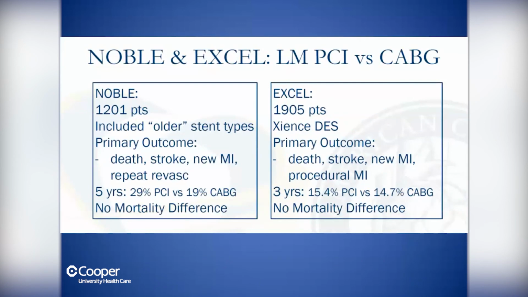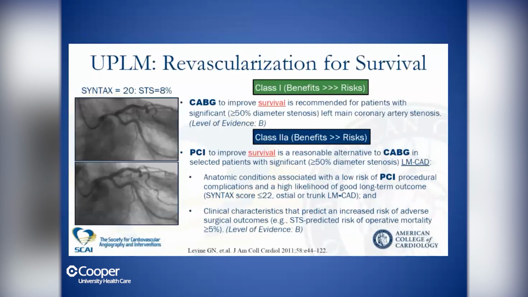2 modern trials you need to be aware of in left main treatment. One called the NOBLE from Scandinavia, and the other called EXCEL. It's an American trial. And of these 2 trials, one is positive, one is negative. The NOBLE showed a significant advantage to CABG in the overall cohort of left main disease. In the EXCEL trial, there was no significant difference between the two groups.